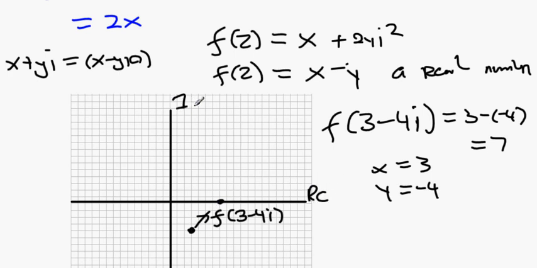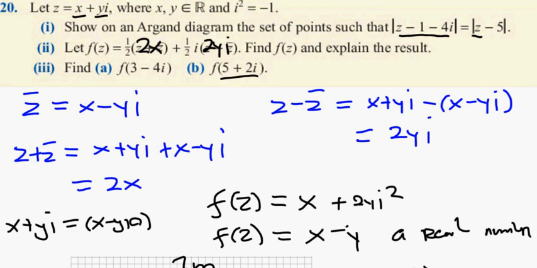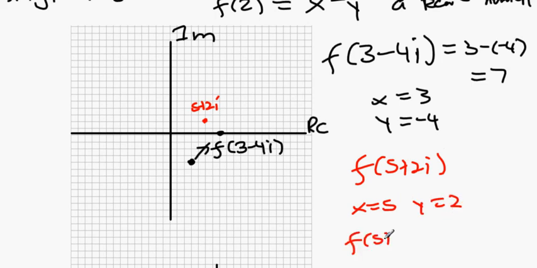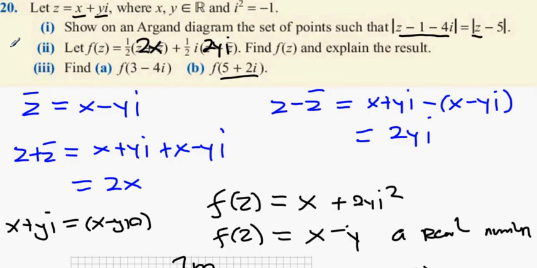If we look at the second question, which is 5 plus 2i, it is located 5 across and 2 up. Once again, this time around we're looking for f of 5 plus 2i. For 5 plus 2i, x equals 5, y equals 2. Therefore, f of 5 plus 2i is the x value minus the y value, which is 5 minus 2, which equals 3. And we can see that this point gets mapped onto (3, 0). So what it does is it maps a complex number onto the real axis. Okay, so the answers to that are 7 and 3 respectively. Okay guys, so that's the answer to question 20.